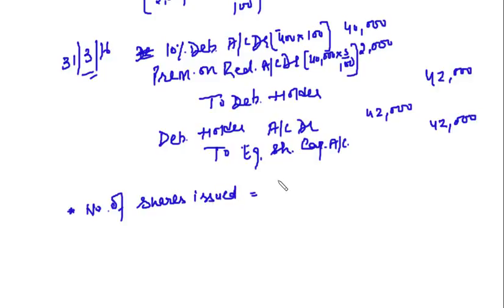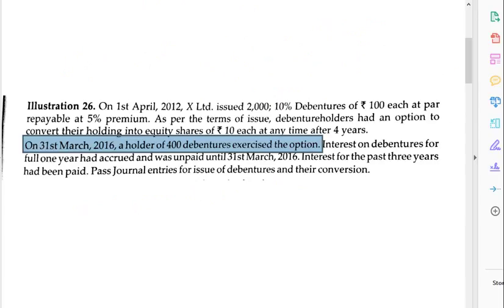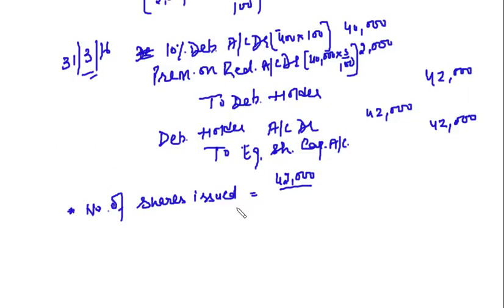What is the total amount payable to the debenture holder? 42,000. What is the face value of equity share? Face value is rupees 10. So that means he has been issued 4,200 shares of rupees 10 each. Through this issue of 4,200 shares of 10 each, the debenture holder account is settled with 42,000. So this part is important here to calculate the number of shares being issued.